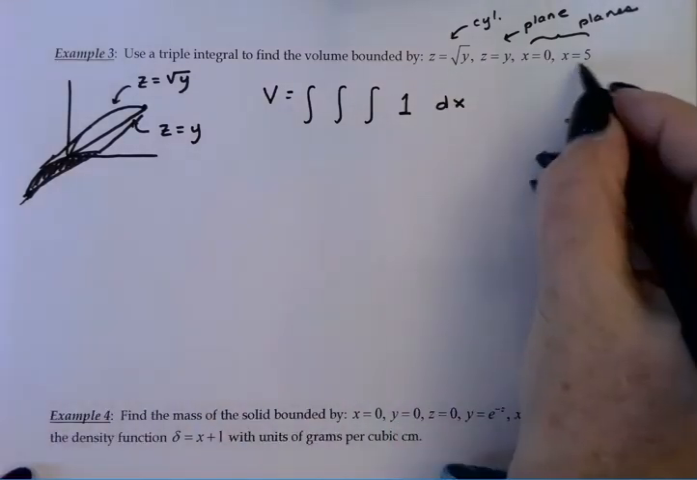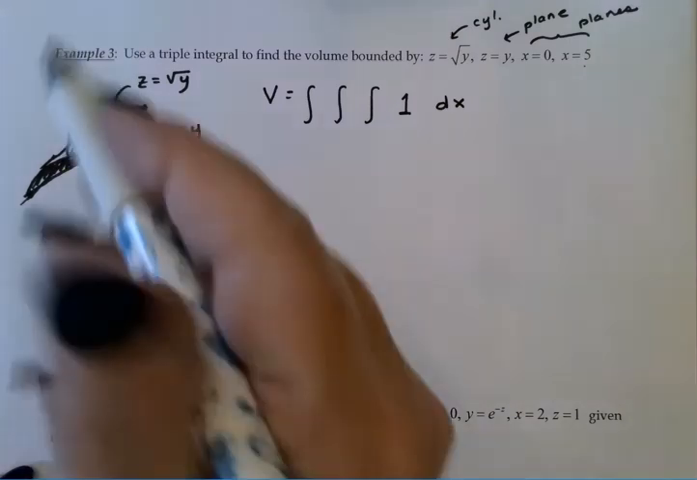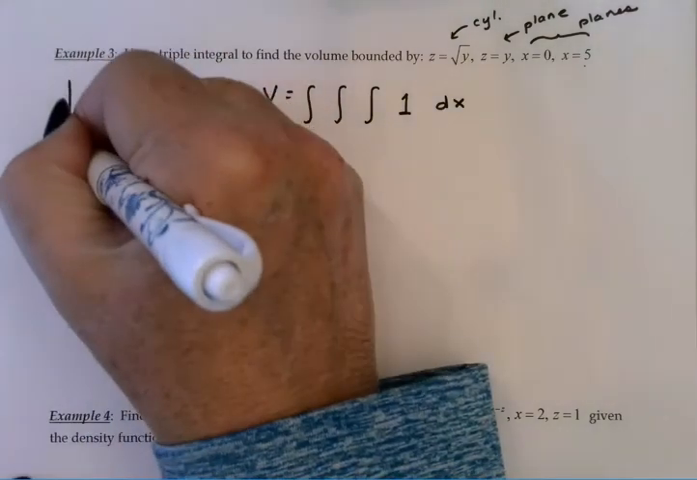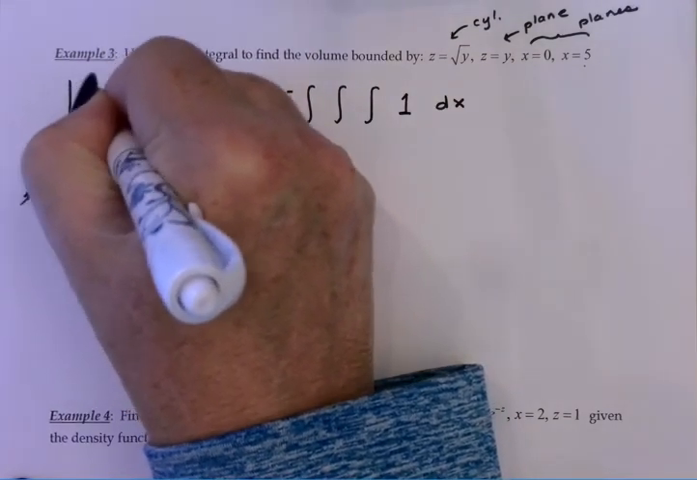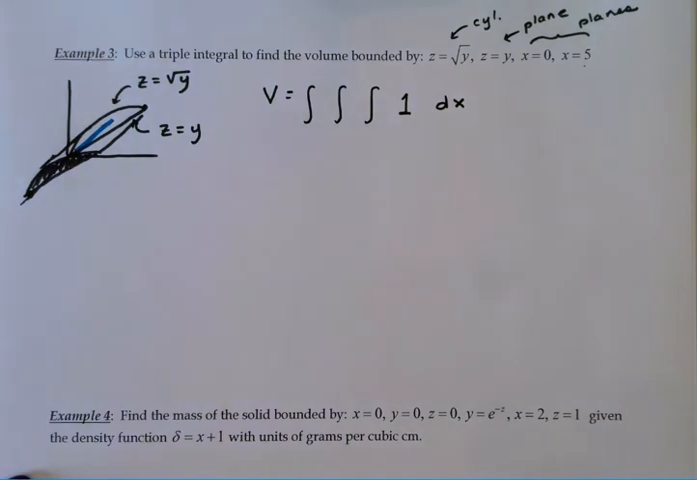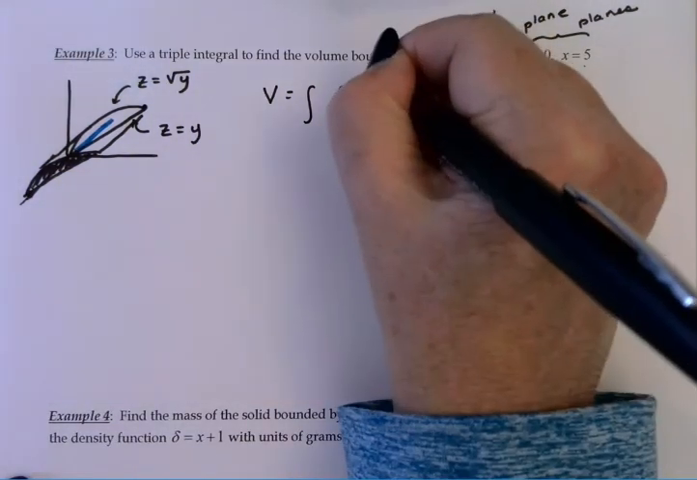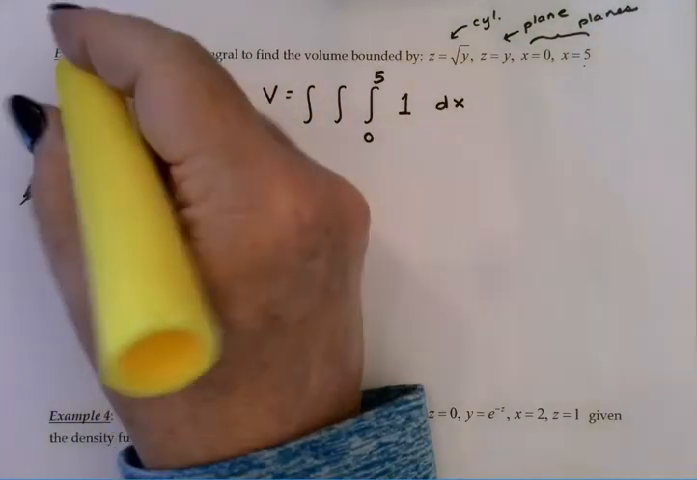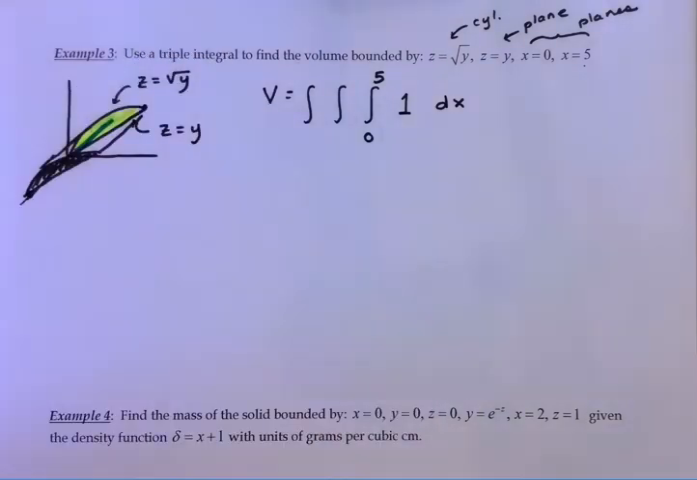X clearly goes from 0 to 5. I can think of it from back to front. And I've got such a nice cross-section in the YZ plane anyway. It's easier for me to think that way. So I'm thinking back to front here. X goes from 0 to 5. That way, back here in the YZ plane, I have the region R.